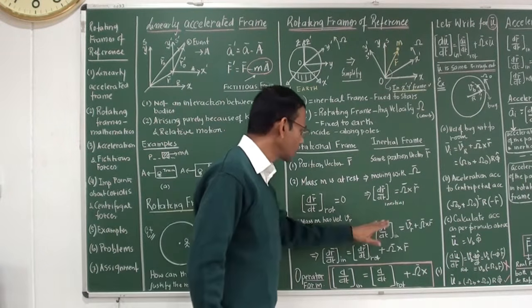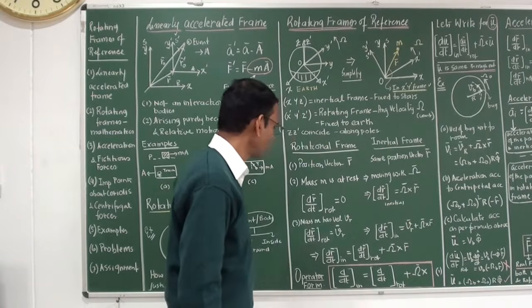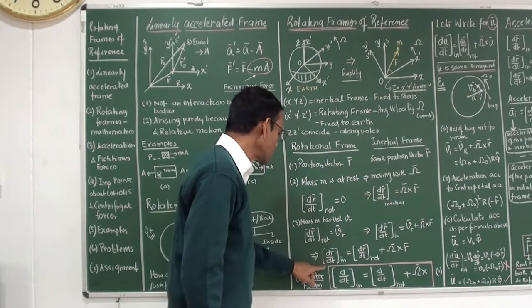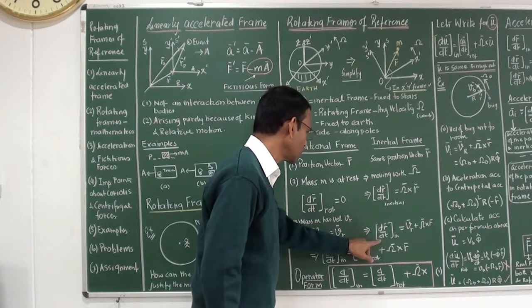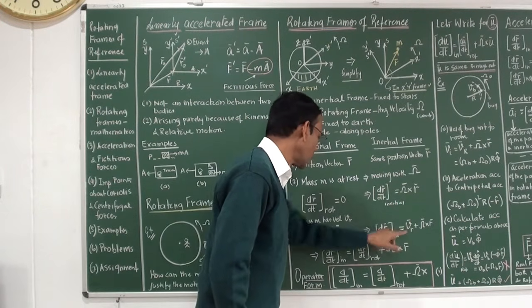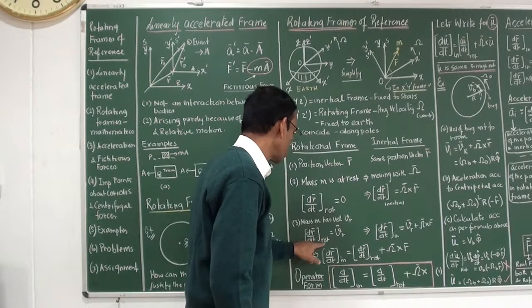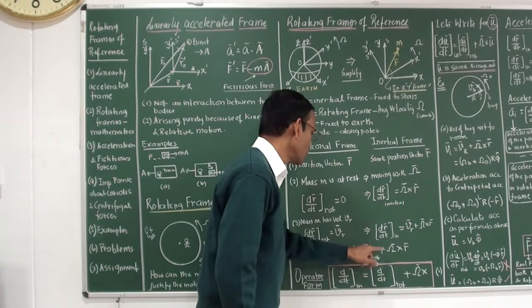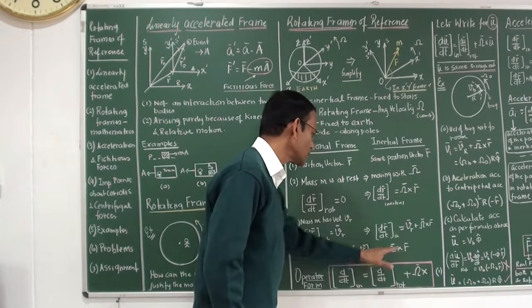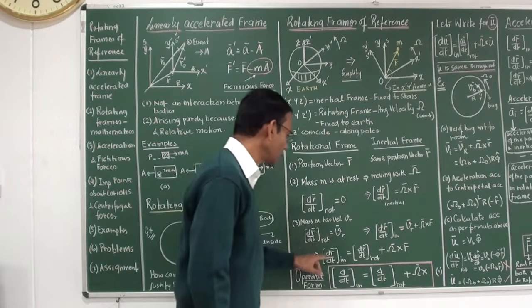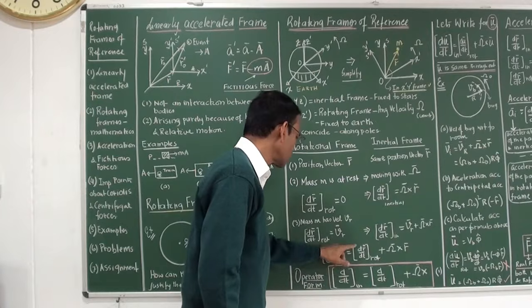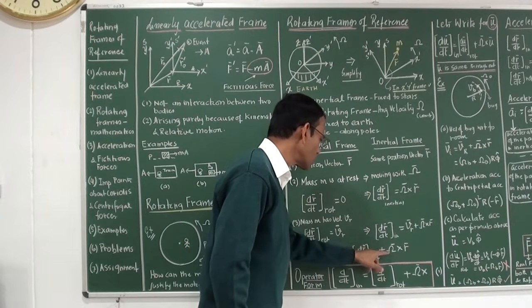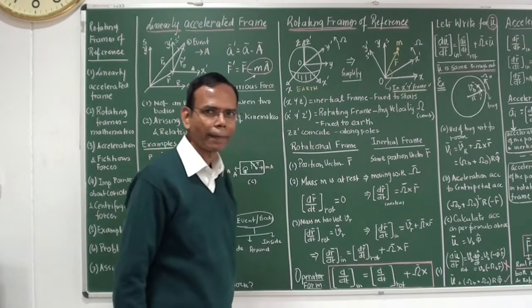I hope this is clear to you. So dr/dt inertial is equal to v_r. v_r I can write as dr/dt rotational plus omega cross r. So this is a very important formula or identity: dr/dt inertial is equal to dr/dt rotational plus omega cross r.